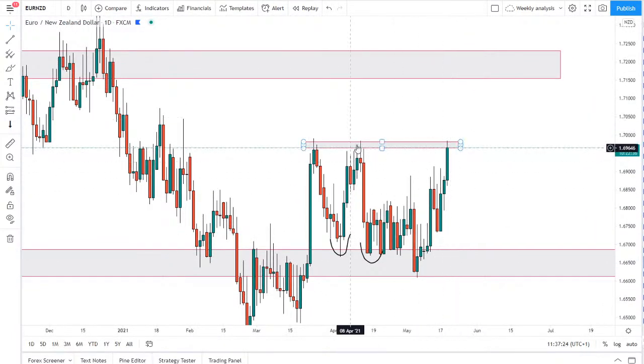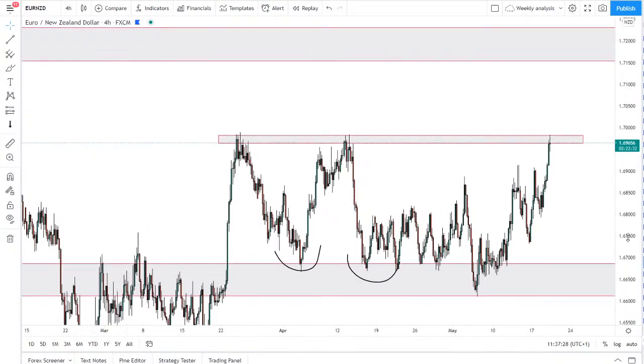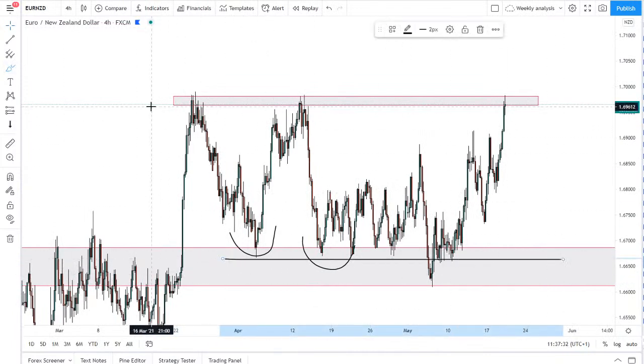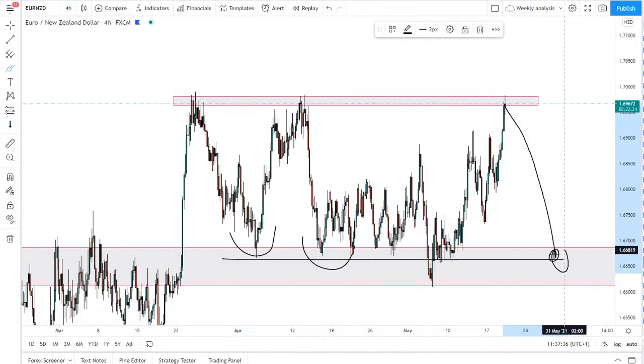So if you're looking to short this one, again, it's got to be not a long-term trade. So it is a big range, really, if you look at that resistance support. So there's a chance we could see another swing back down to that area there.